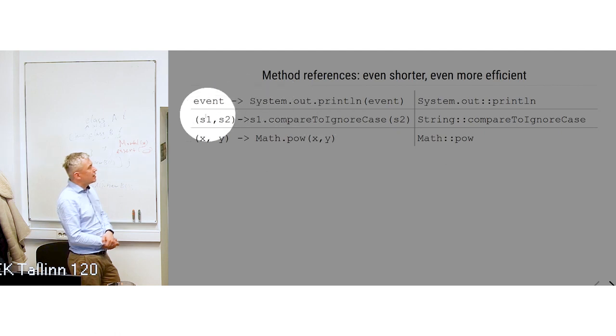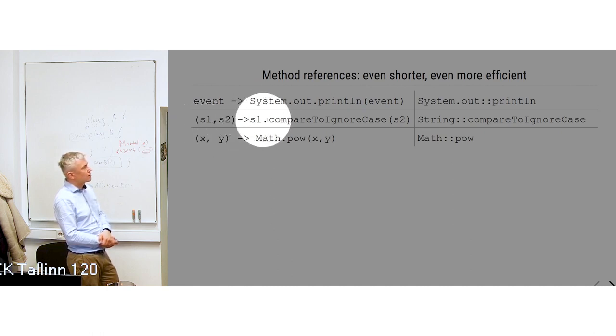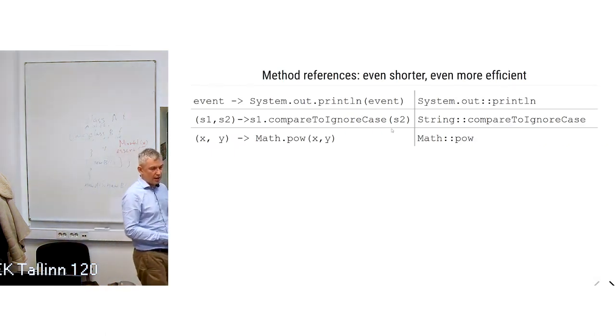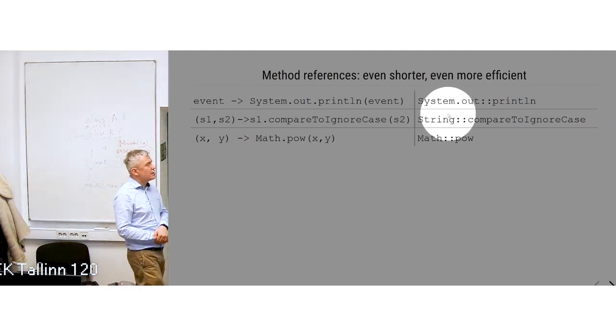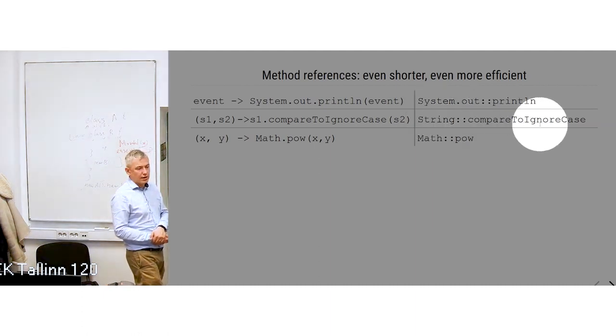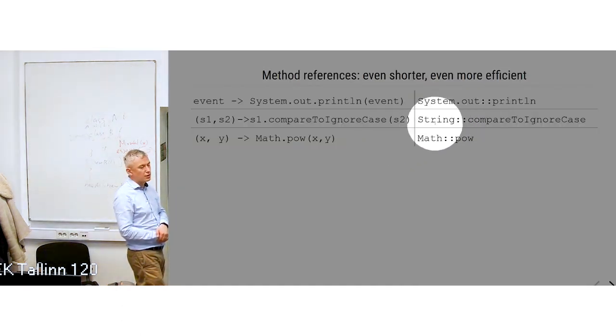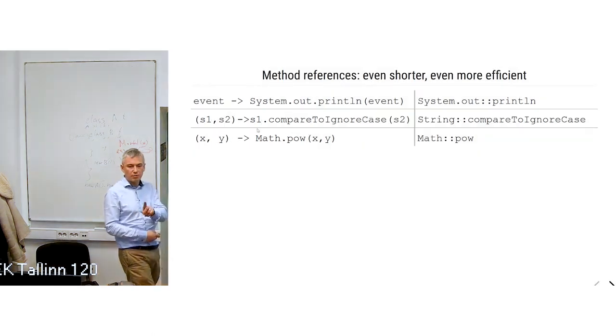But as a result, we are getting a lambda that needs two parameters. See? s1, s2. s1 is the object itself. s2 is the only parameter of compareToIgnoreCase. And thus we can write it like this: String double colon compareToIgnoreCase. So for this to execute, we don't have some concrete object here, like in the previous scenario. Here we have only the class, but still we need an extra parameter in the very beginning, like this s1. Does it make sense for you?